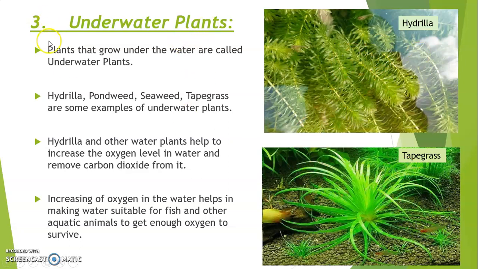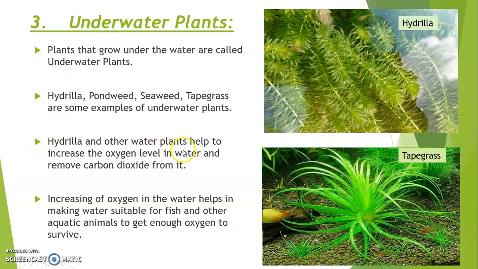So let's study about the underwater plants. The plants that grow under the water are called underwater plants. Hydrilla, pondweed, seaweed, tape grass are some examples of the underwater plants. So this is the hydrilla plant. You can see how thin the leaves of the hydrilla are, and also the tape grass. This is the tape grass. The leaves are very thin and they live inside the water bodies.